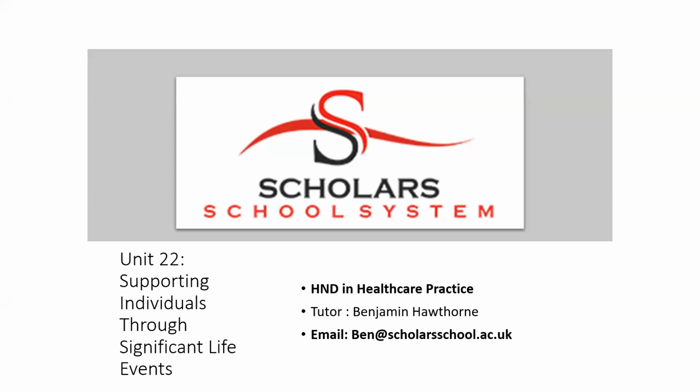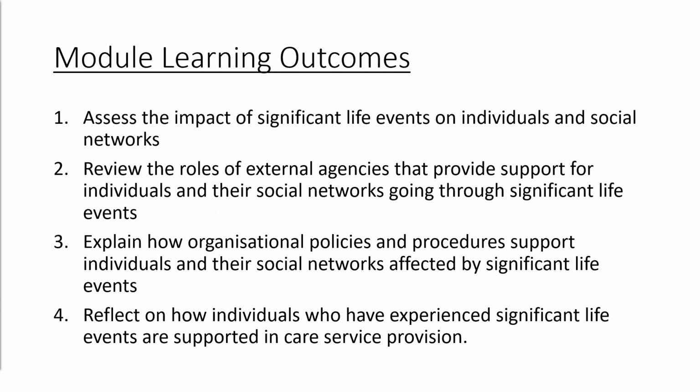We are going to look at today Unit 22, Supporting Individuals Through Significant Life Events. So the learning outcomes for this module are to assess the impact of significant life events on individuals and social networks, review the role of external agencies that provide support for individuals and their social networks going through a significant life event, explain how organizational policies and procedures support individuals and their social networks affected by significant life events, and to reflect on how individuals who have experienced significant life events are supported in care service provision.